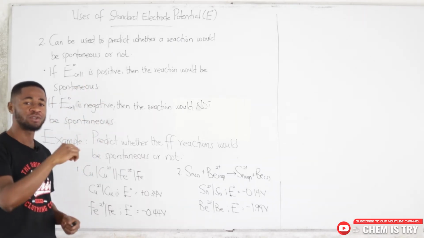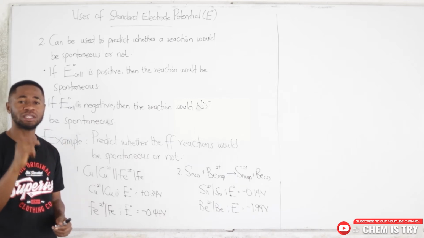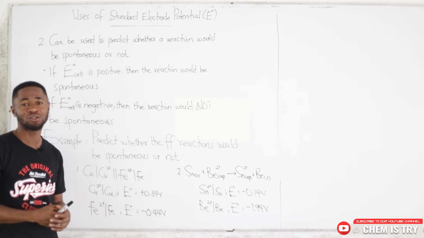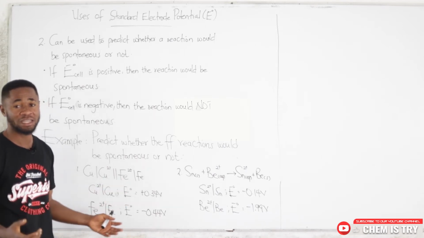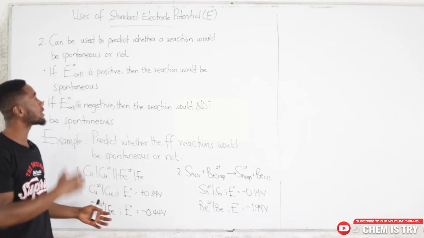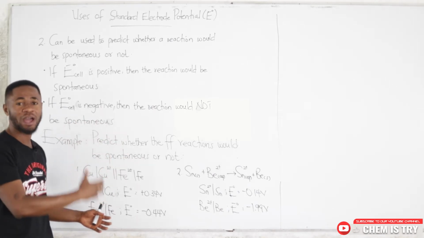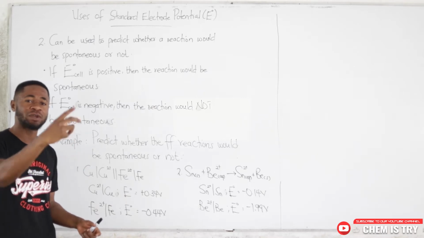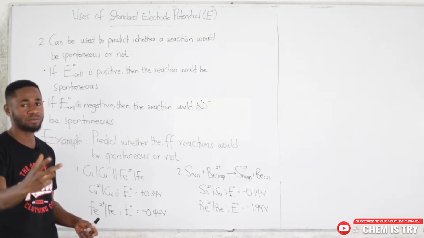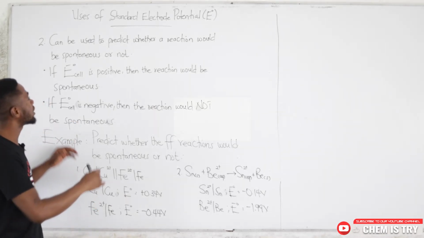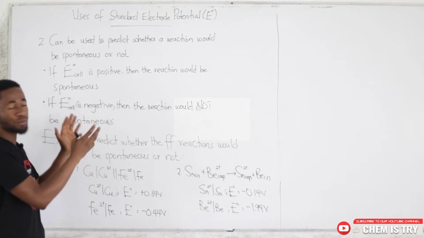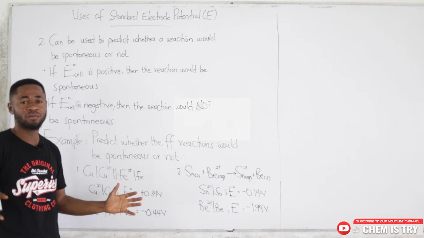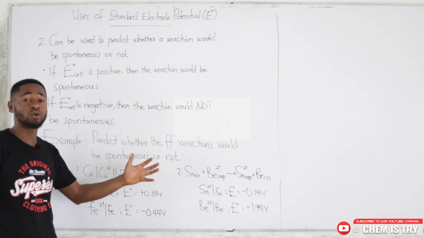In our previous video, we spoke about the first use of the standard electrode potential values. Over there, we were made to understand that the standard electrode potentials of half cells given to us are always written as standard reduction potentials. And we said that we can use the standard reduction potential values to calculate the whole EMF of a galvanic or a voltaic cell.